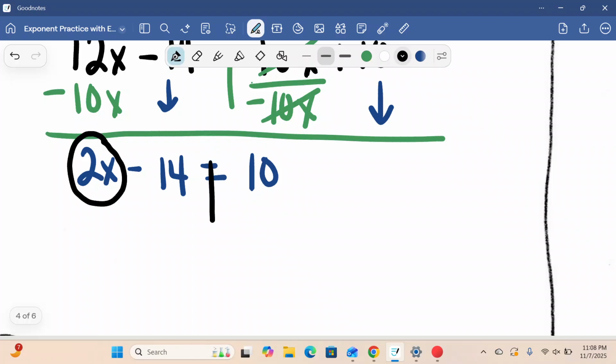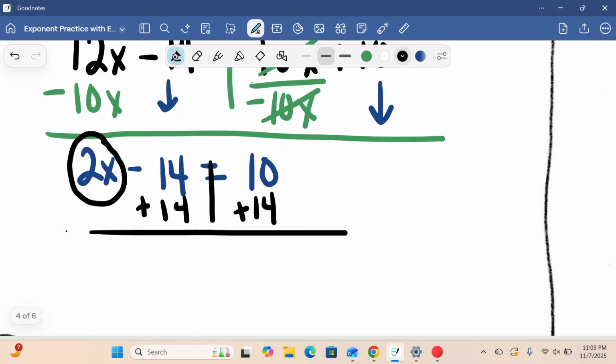Now I want to get rid of the negative 14, not just 14. You got to get rid of negative 14. How do I get rid of negative 14? I do the opposite of 14. So I'm going to add 14 to that side, and I'm going to add 14 to that side. I'm going to get rid of negative and positive 14. I like to do my line. Positive and negative 14 give me a 0. That gives me 2x equals 24.